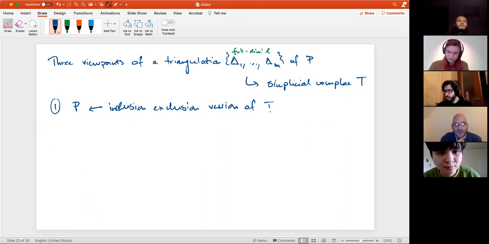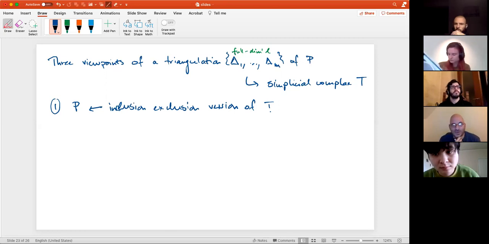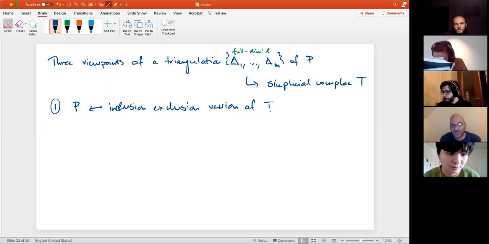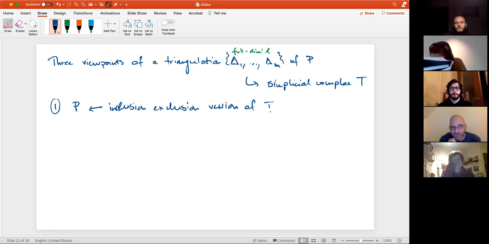But now I want to compute the Ehrhart polynomial of P using the Ehrhart polynomials of delta 1 through delta m. That's not enough, correct? Because if I count all the points in delta 1, delta 2, and so on, then I overcounted the points where these things meet. So in this version number 1, I really need the whole complex. I need to subtract the points in the intersections and then add the points of the triple intersections and so on.